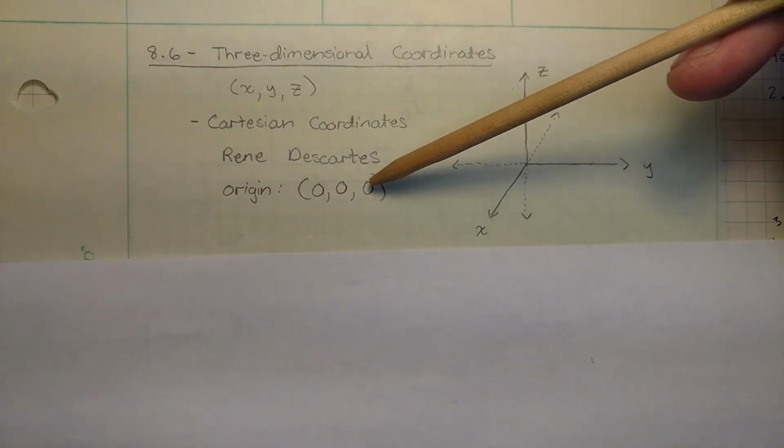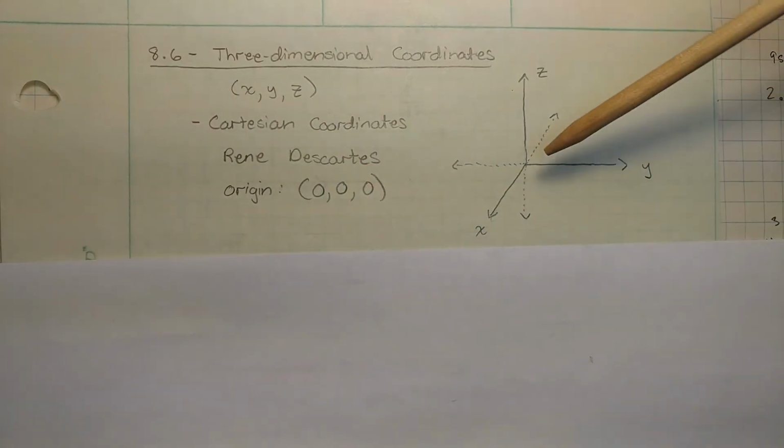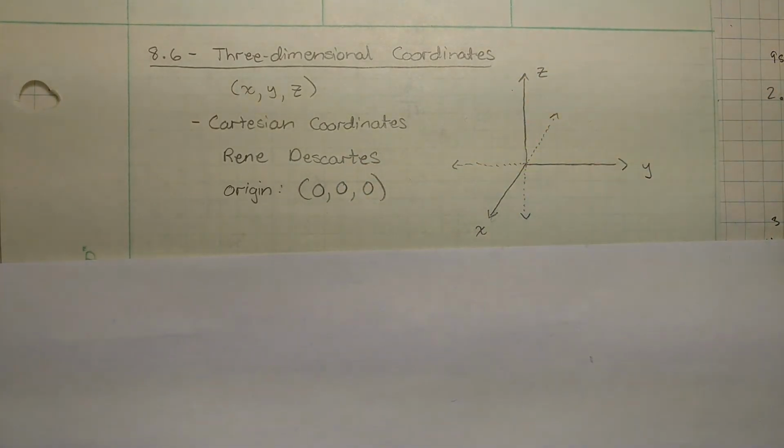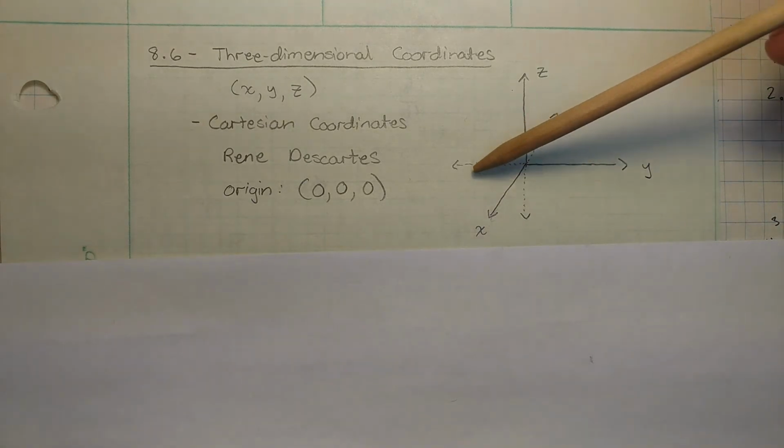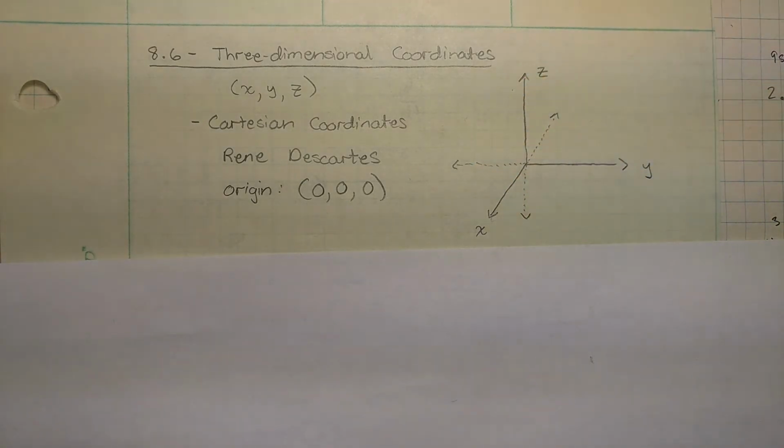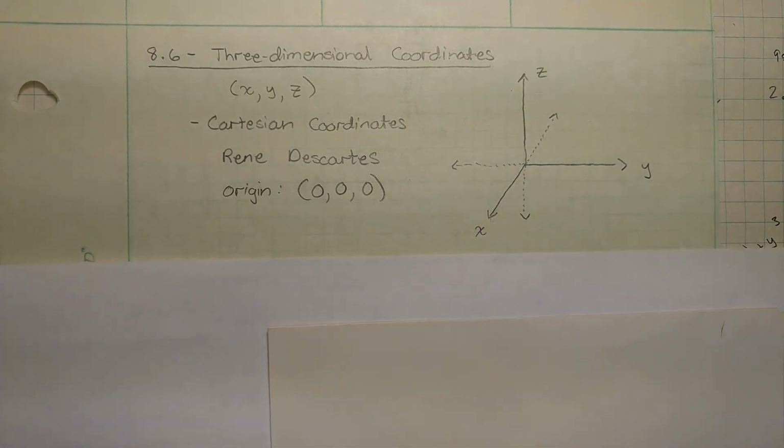So our origin becomes 0, 0, and then 0 on the z axis. See, now instead of 2 dimensions, we have 3 dimensions. So we have our x, y plane, and then we have our z, and that describes three-dimensional space. And so all the same formulas and everything basically work just the same. We just have to add a third coordinate.